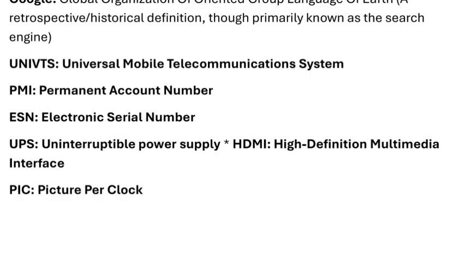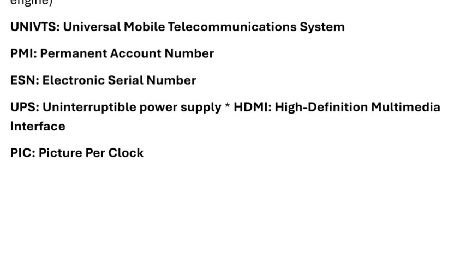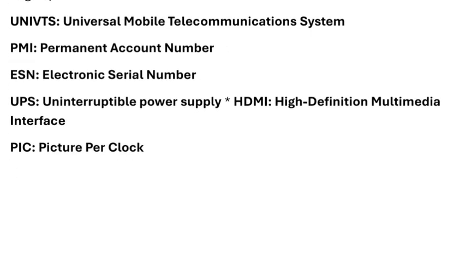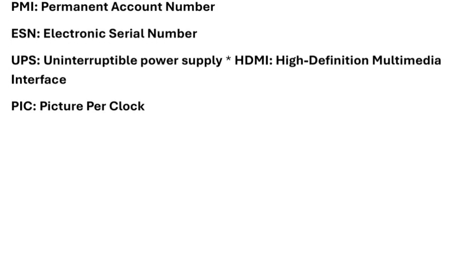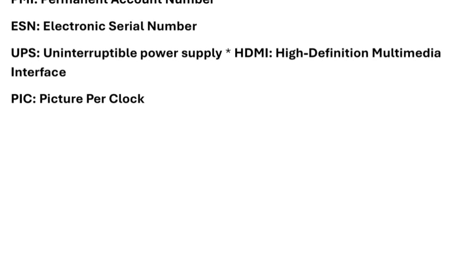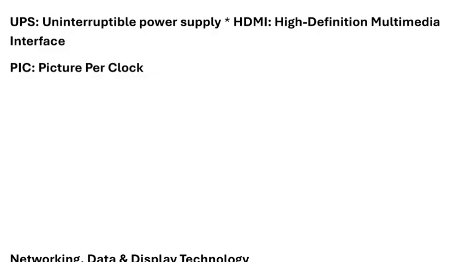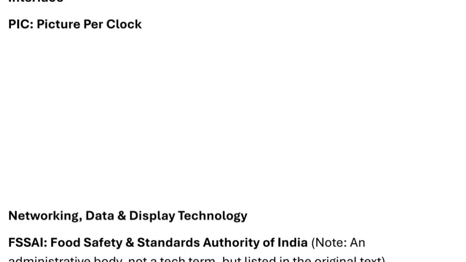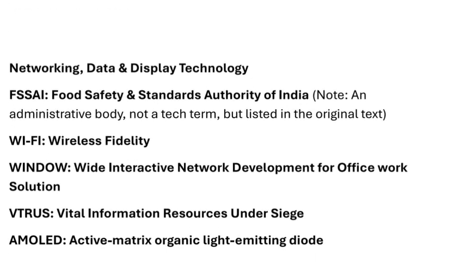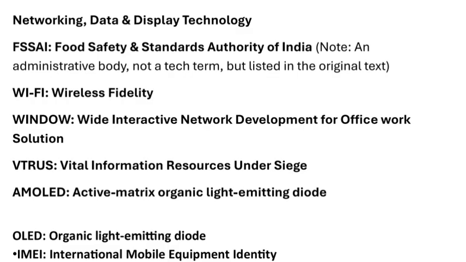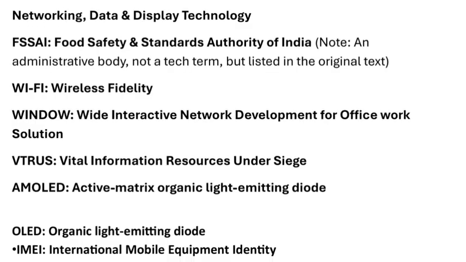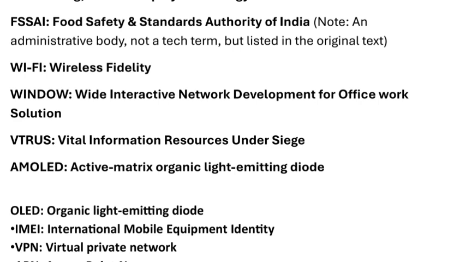UMTS, Universal Mobile Telecommunications System. PAN, Permanent Account Number. ESN, Electronic Serial Number. UPS, Uninterruptible Power Supply. HDMI, High Definition Multimedia Interface. PIC, Picture per Clock. Networking, Data and Display Technology. FSSAI, Food Safety and Standards Authority of India. Note, an administrative body, not a tech term, but listed in the original text.